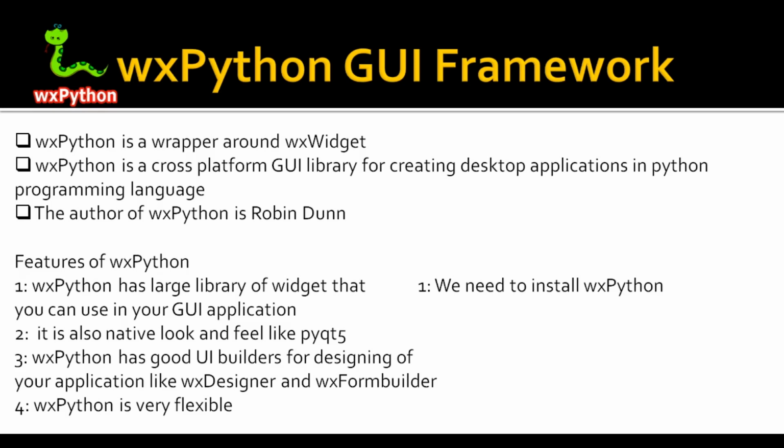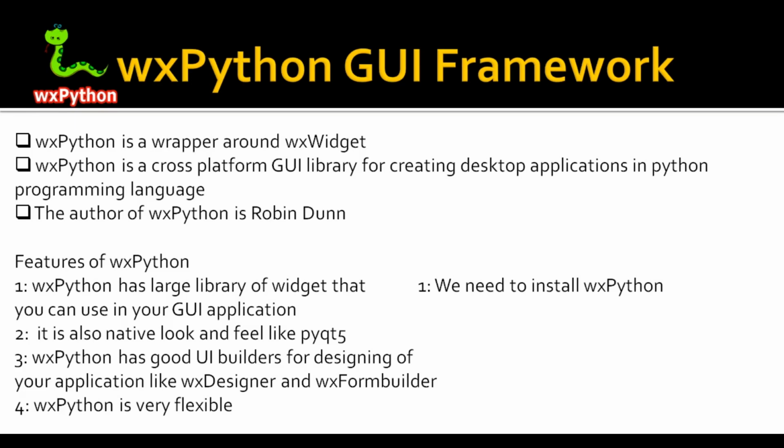The author of wxPython is Robin Dunn, and let me talk about some features and advantages of wxPython. wxPython has a large library of widgets that we can use in our GUI applications. If we compare this with Tkinter, in Tkinter it's limited, but in wxPython we have a lot. If we compare this with PyQt5, PyQt5 is more powerful than wxPython.